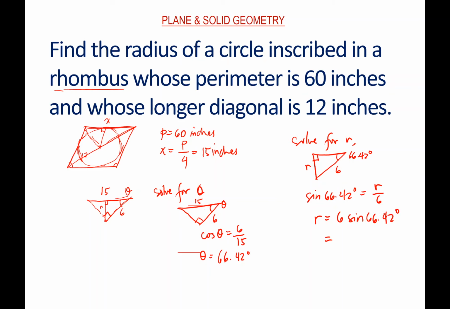Then compute this one. So we have here 5.5 inches. So this is our final answer. Okay, so there's no formula for finding the radius directly, but it needs analysis to solve this kind of problem. All right.